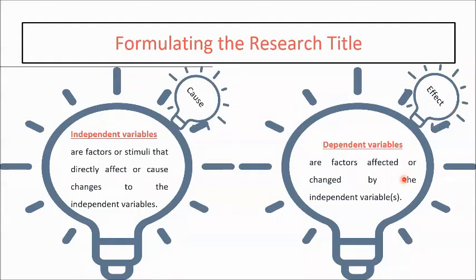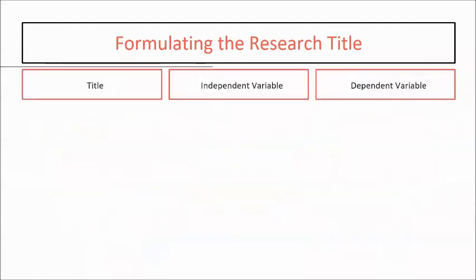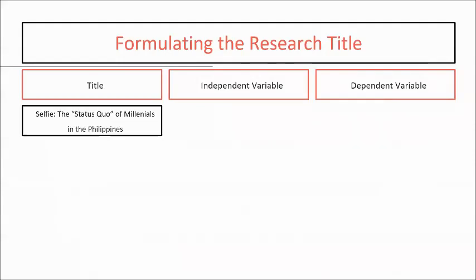So they come together in forming or formulating a research title. Okay, so in a research title, it is composed of two parts: the independent and dependent variable. Okay, so I'll give you an example. For example, our title is Selfie, the status quo of millennials in the Philippines.